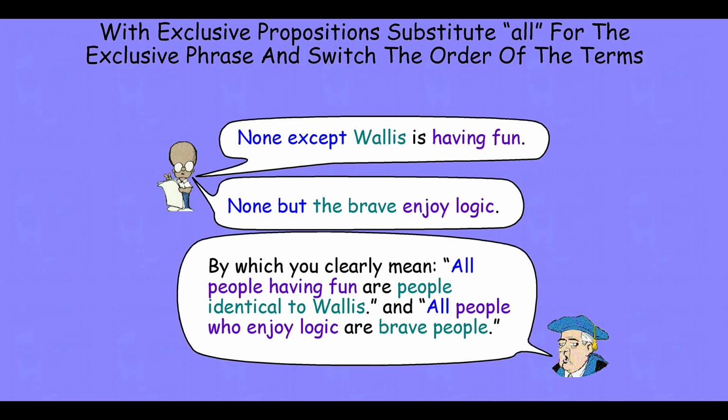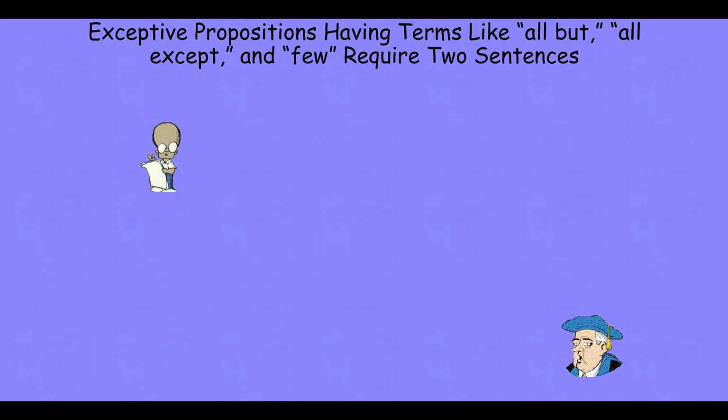So "none except Wallace is having fun" gets translated as "all people having fun are people identical to Wallace." Our first class. Our second sentence there, "none but the brave enjoy logic," can get translated into "all people who enjoy logic are brave people." Exceptive propositions are a little bit different.